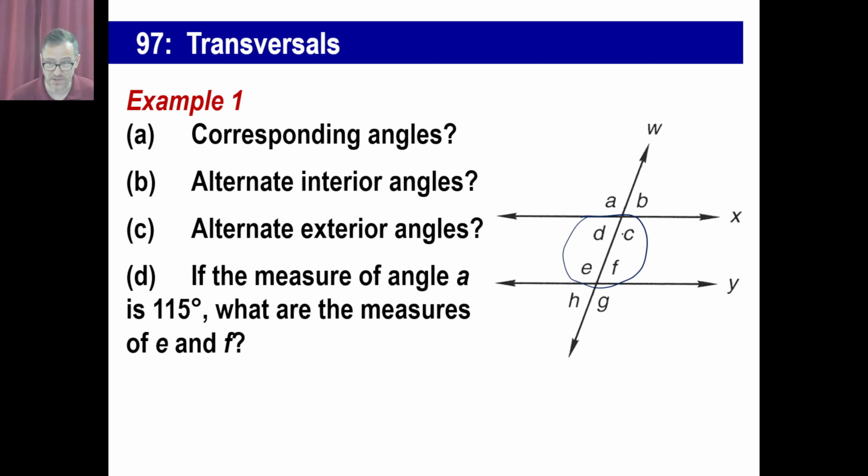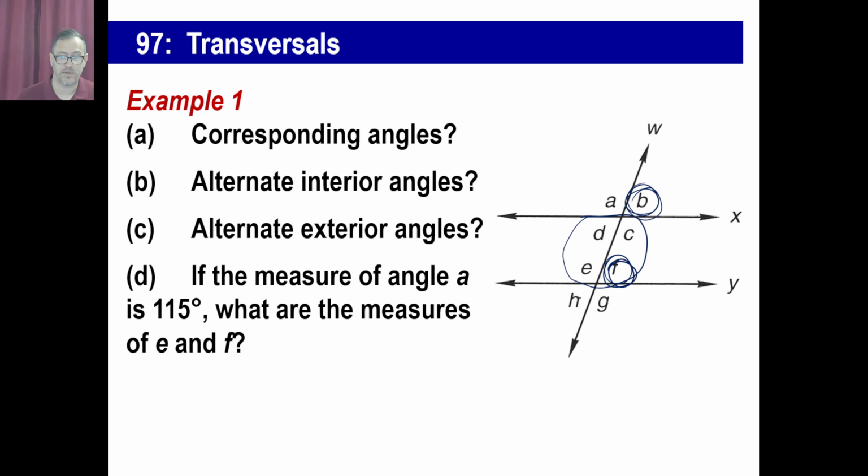Alternate exterior angles would be B is the same measure as H. A is the same measure as G. Now you might go, wait, how do you know B is the same as H? Well, we know B corresponds to which angle down here? It's top right, so this is top right down here.